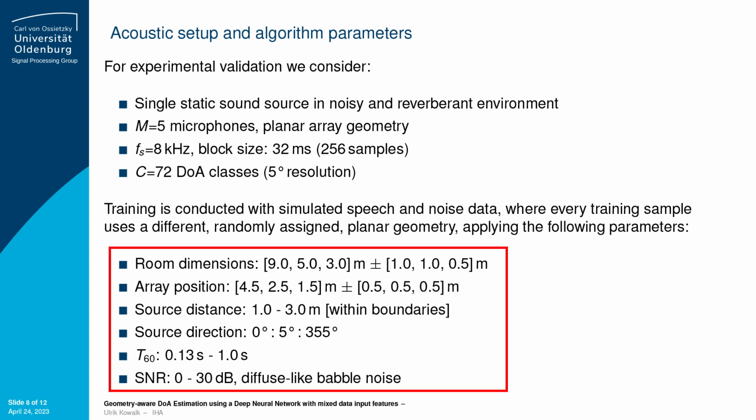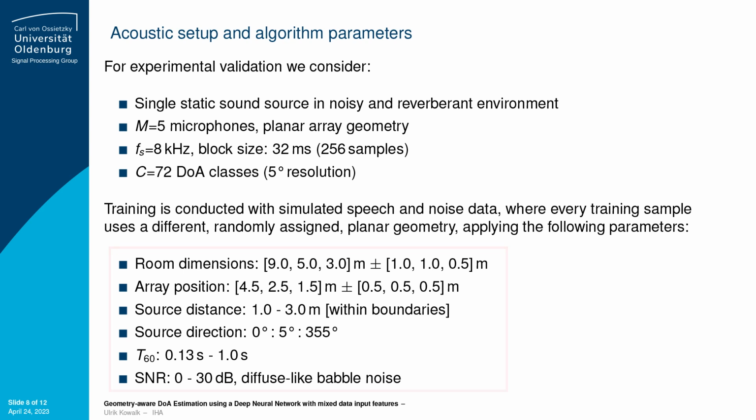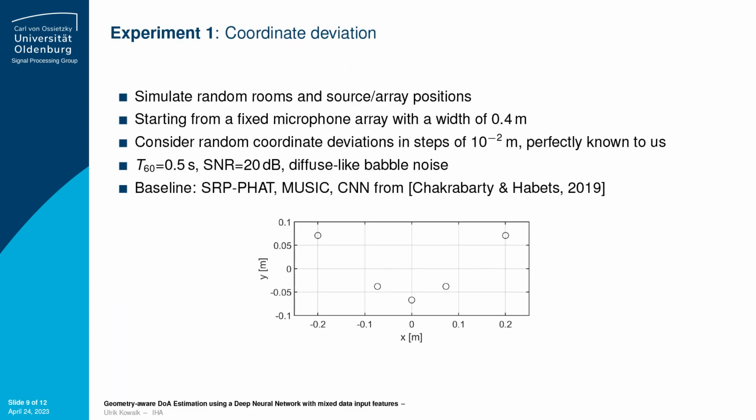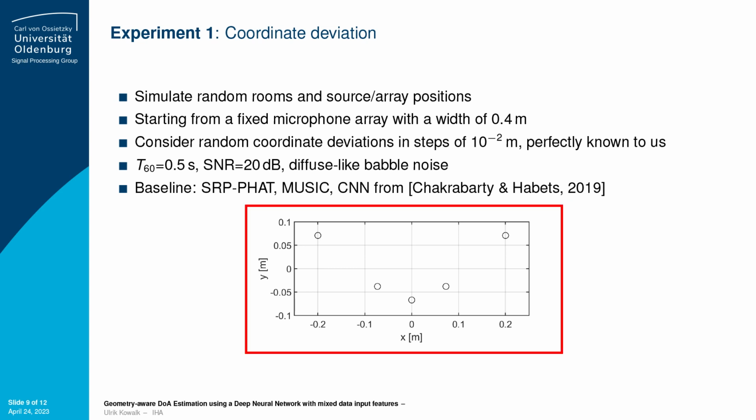bottom. For every training sample, we simulate a different room, a different source position and position of the array in the room. The source distances, as well as reverberation time and SNR, are also randomly varied. For the first experiment, we begin with a fixed microphone array geometry with a width of 0.4 meters that is presented in the graph below.